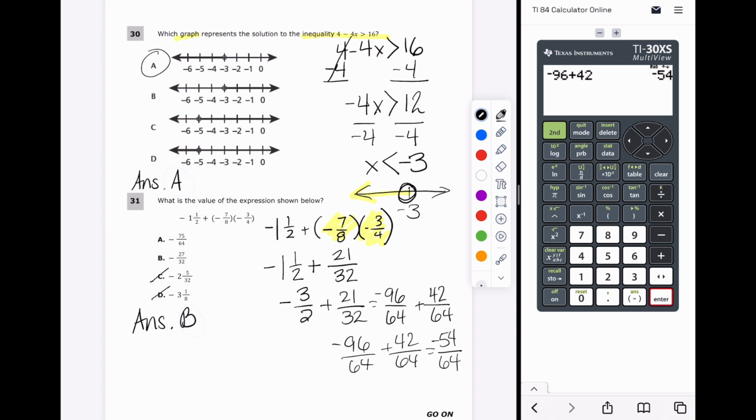So not C or D. But I do need to simplify it in simplest terms. And I can divide both 54 and 64 by 2. So 54 divided by 2 is 27. So negative 27, because it's negative 54 divided by 2. And 64 divided by 2 is 32, which is my answer. And that's B.